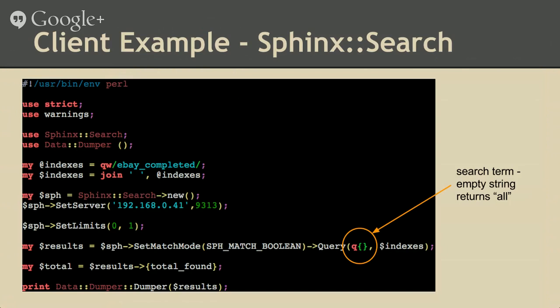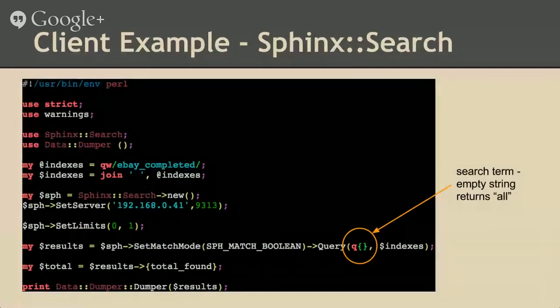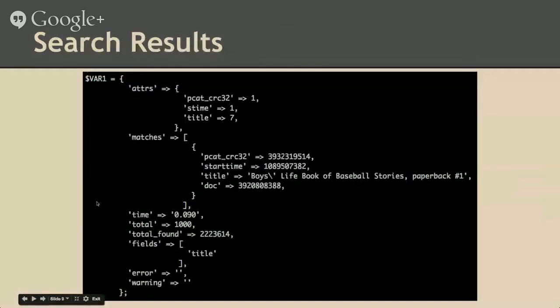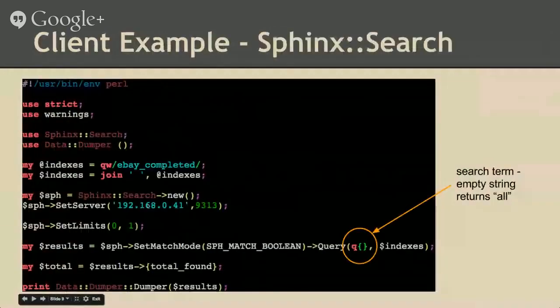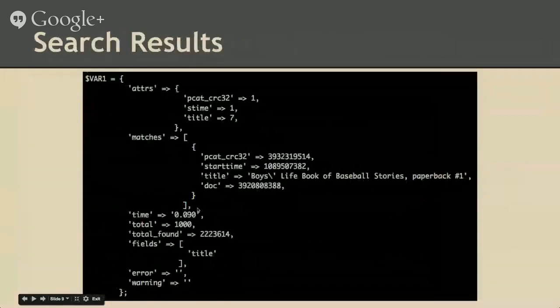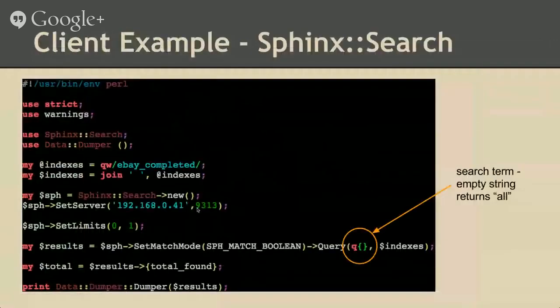This is a client. It's a very simple client in Perl. The standard Perl client is just Sphinx search, and to set it up, you just create a new instance. You set server here. There's no concept of clustering, so you just set one IP address and port. And then the set limits. This is basically a starting point and an offset. It says what snapshot of results you want. So here I'm saying start at the very beginning and just give me one result, because that's all we need for this example.